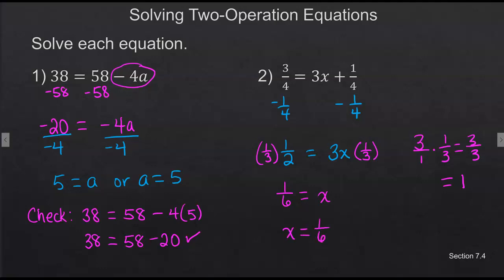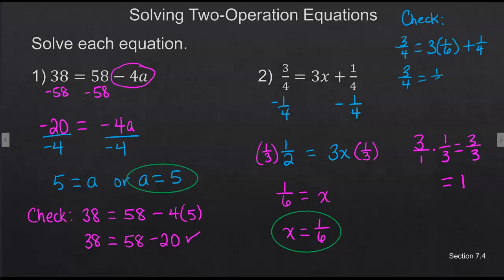We can also check our solutions in the original equation. Now, I'm not going to check every single one, but we may check some of them. I think I'm going to circle this so you can find this in all of this stuff. And then if we did check, 3/4 equals 3 times 1/6 plus 1/2 plus 1/4. 3 times 1/6 is 3 over 6, or 1/2. So that is 1/2 plus 1/4. And that does check because 1/2 plus 1/4 equals 3/4.